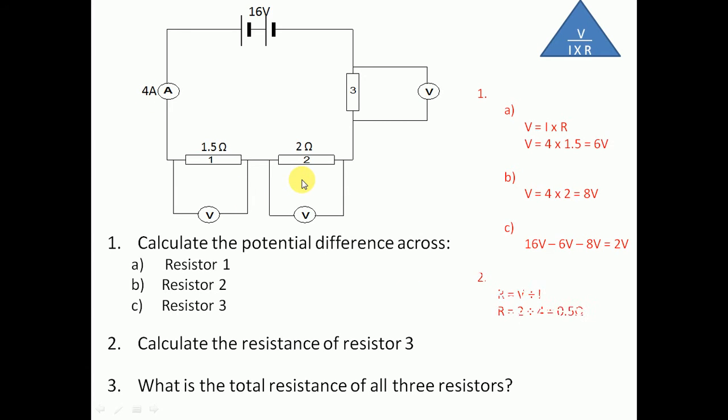Okay, then number 3: what is the total resistance of all 3 resistors? Now if you remember back to the last slide, we said that the total resistance of a circuit when all the components are wired in series is the sum of all of the resistances. So for this part, quite straightforward, we just simply need to add up the resistance of each resistor. So we have 1.5 plus 2 plus the resistance we've just calculated of 0.5. So we add all those together and it gives us a total resistance of 4 ohms.